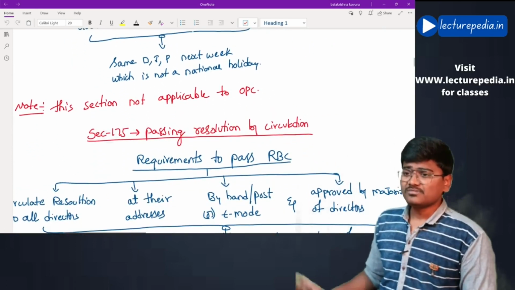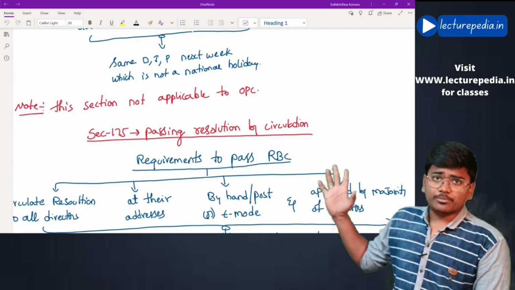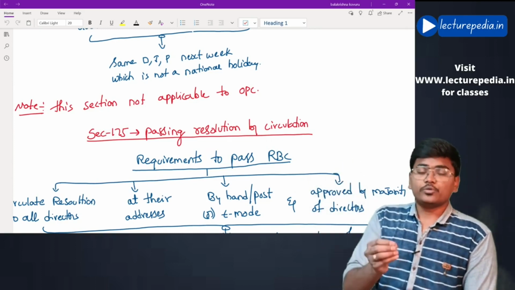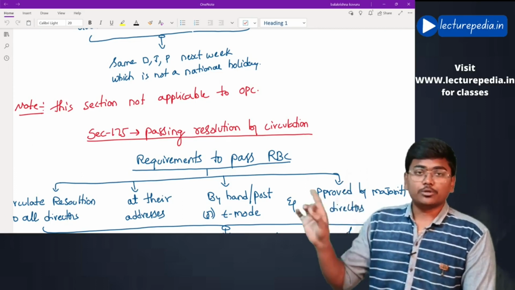Next, this section is not applicable to one person company. Okay, this section relating to section number 174, which is relating to quorum, is not applicable to one person companies.